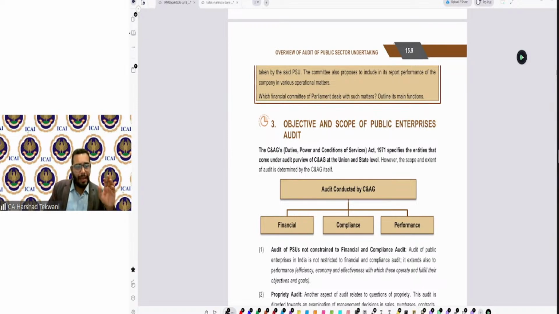So, Anumula, there is a criteria for the empanelment. You need to satisfy the empanelment criteria to get into the empaneled list. And then from there, you are selected for certain audits.